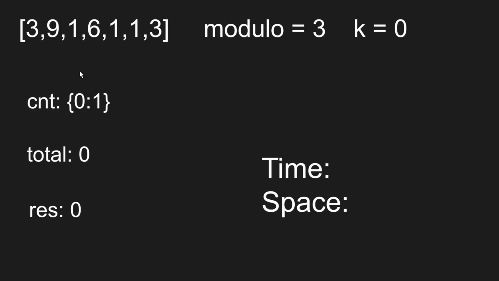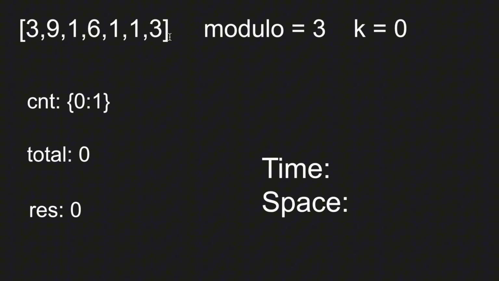So what we can do is first set up the count hash map with the key 0 equal to 1 for the initial case, and we're going to iterate through this array, and as we iterate, if that number mod by the modulo is equal to k, then we will increment the total by 1, and then we will use the formula. So we will take the count of the key of total minus k mod by modulo, and we will add the value to the result, and then we need to update the count of the key total mod modulo by plus 1, and then we'll continue that until we come to the end of the array.